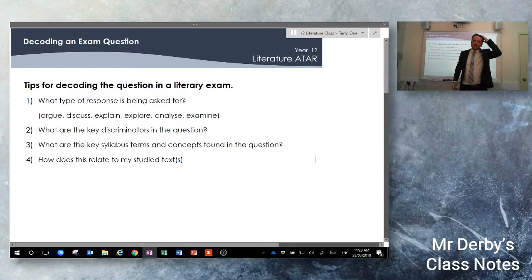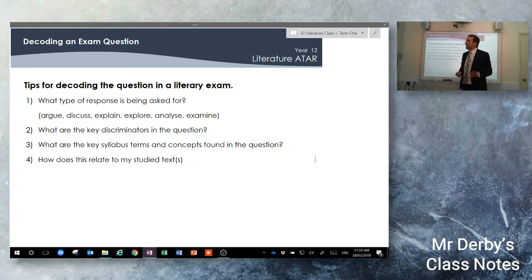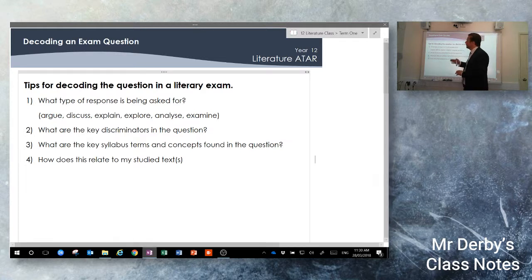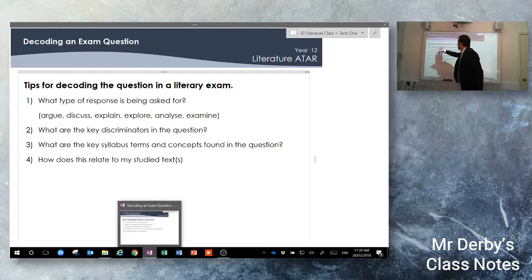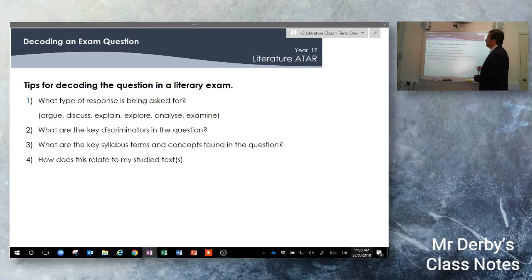So today we're going to be talking about how to decode a question in a Year 12 Literature ATAR exam. So let's start with some tips. First of all, we want to determine what type of response is being asked for. Is it using a STEM word like argue, discuss, explain, explore, analyse or examine? Think about that, because that will determine the kind of response you'll give.